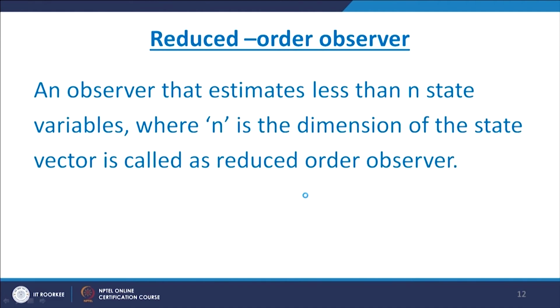And similarly, the reduced order observer. Reduced order observer means there are some states which are known and some which are unknown. The states which can be measured, we measure, and only the unknown ones we estimate. That is called a reduced order observer. An observer that estimates fewer than n state variables, where n is the dimension of the state vector, is called a reduced order observer. Now, we will see how to determine the observer matrix K.